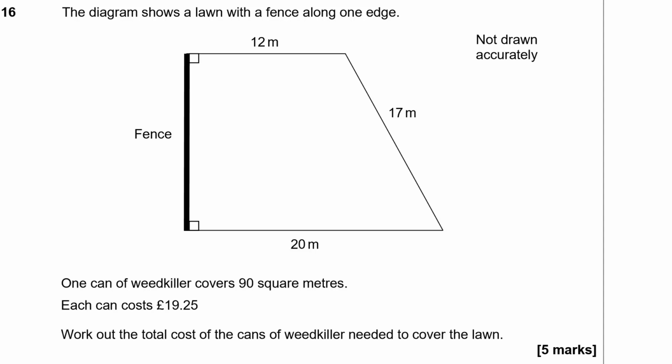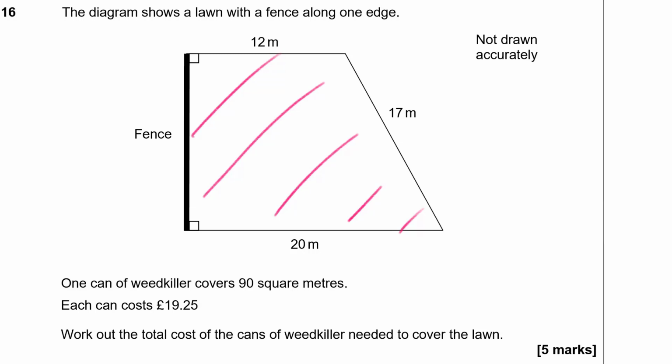The first step is that we're going to have to work out what the area of the garden is in square meters. Once we know what the area is, we can work out how much weed killer we need, and once we've worked out how much weed killer we need, we can work out the cost of that weed killer. So there are 3 steps to this problem. So let's start off with the area of the garden.